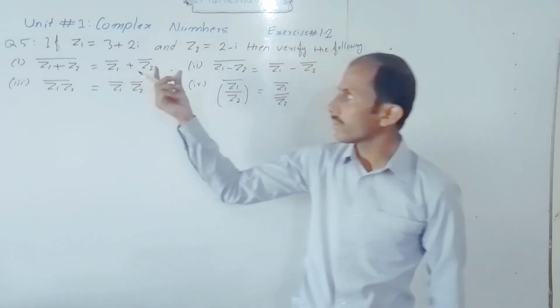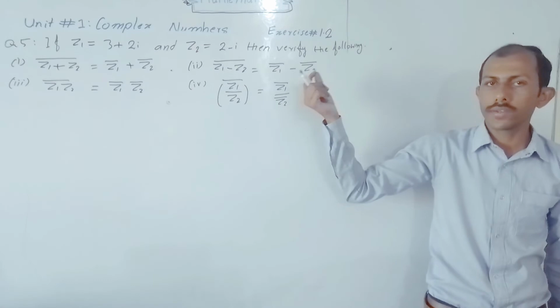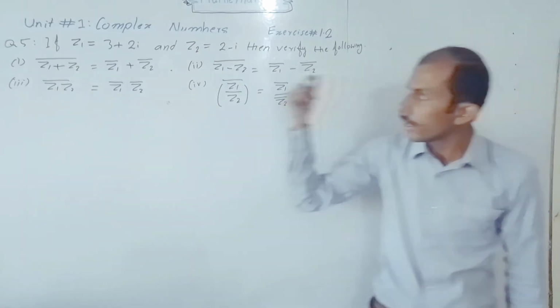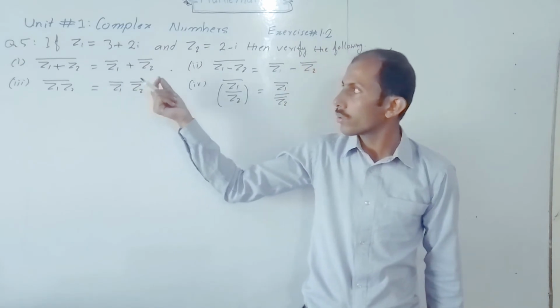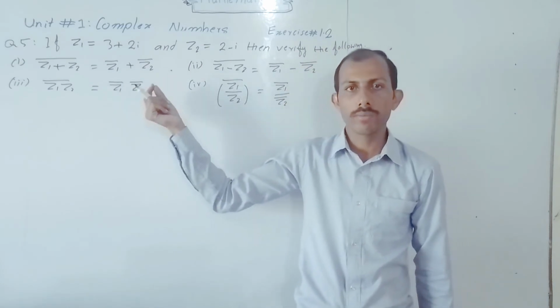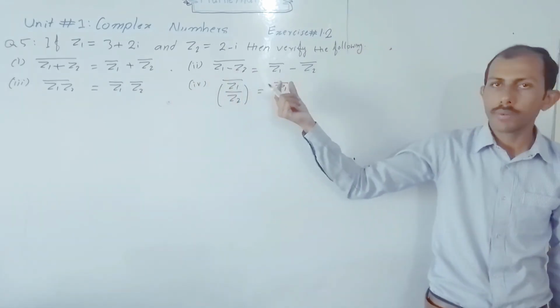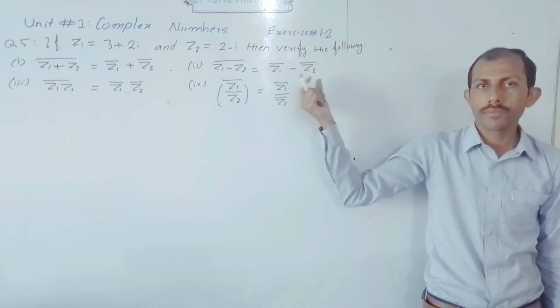Question 5: if Z1 is equal to 3 plus 2 iota and Z2 is equal to 2 minus iota, then verify the following. First part: mod of Z1 plus Z2 is equal to mod of Z1 plus mod of Z2. Second part: mod of Z1 minus Z2 is equal to mod of Z1 minus mod of Z2.